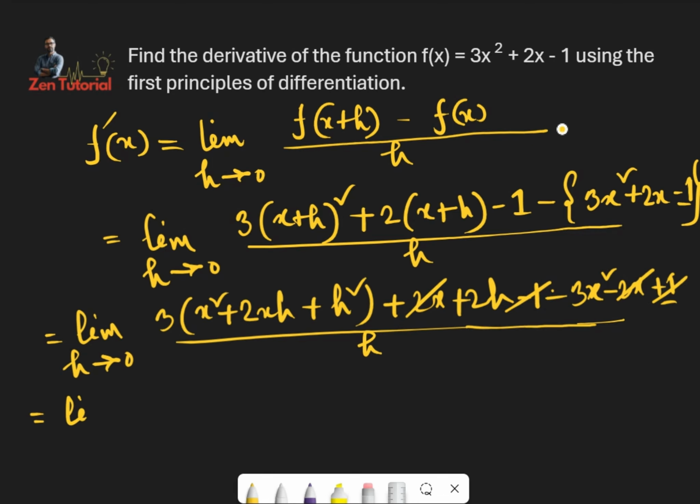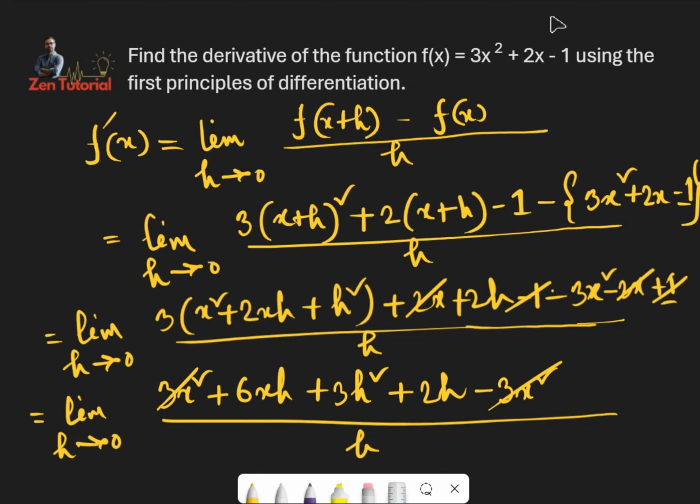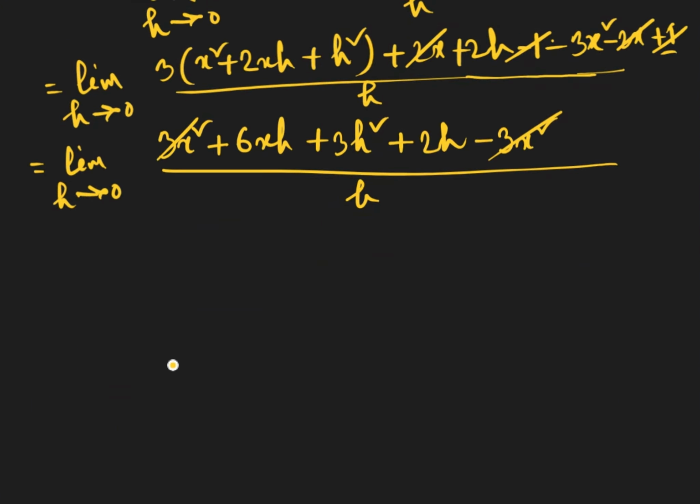The following line will be limit h tends to 0. Here, 3x squared plus 6xh plus 3h squared plus 2h minus 3x squared. 3x squared cancels out. Now the next line will be, h tends to 0.